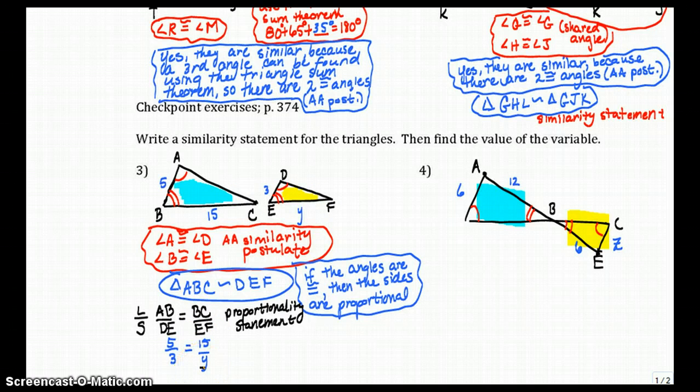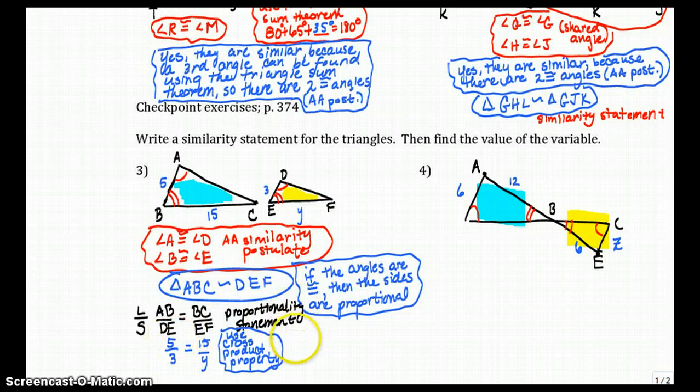Now, you can simplify sometimes. So sometimes you have to look at 5 and 3. If it can be simplified, you can. When you can't, then you're going to use the cross product property. And that means you're going to multiply the means and the extremes. Some students think of it as multiplying in an X.